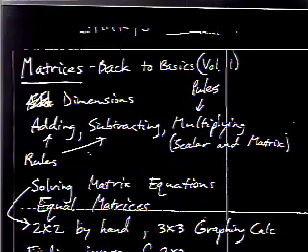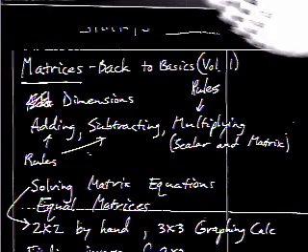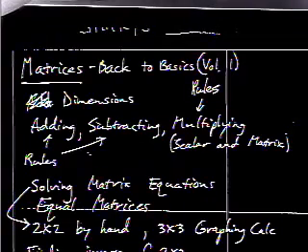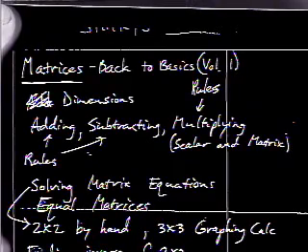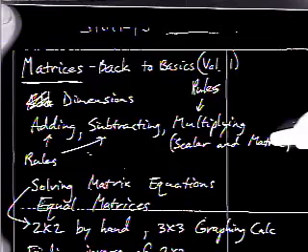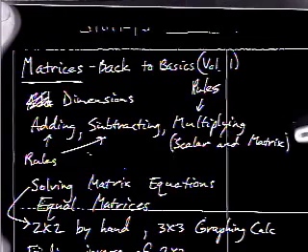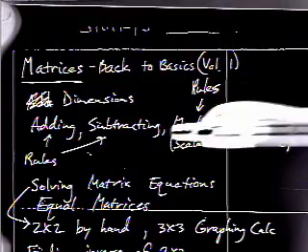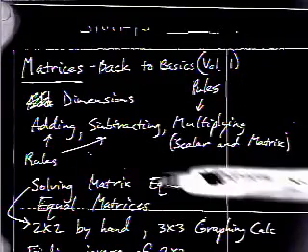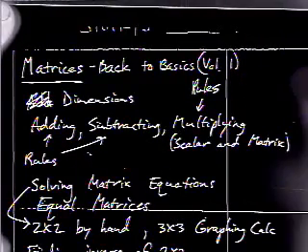We're talking about matrices, guys, and we're going back to basic stuff. Such as dimensions. You're going to have to know about dimensions. You're going to have to know about adding, subtracting, multiplying, both scalar and matrix multiplication. Also, the rules on when you can multiply and when you can't, as well as the rules for when you can add and when you can subtract and when you can't.